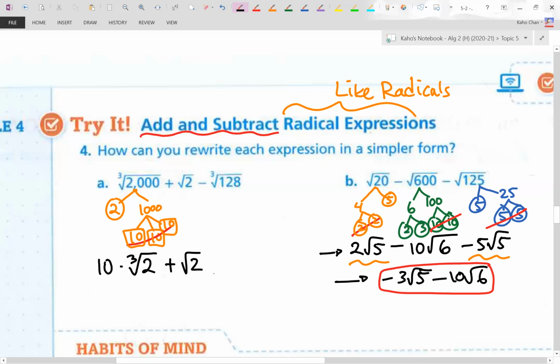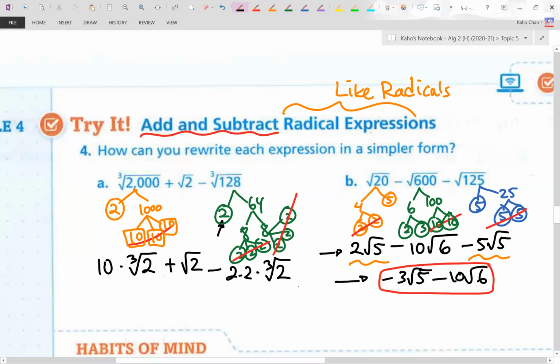Let's break down the 128, see what happens there, okay? 128 is 2 times 64. 64 is 8 times 8. 8, of course, is 2 times 2 times 2. Oh, look at those triple 2s. Here's a triple 2. And here's another triple 2. So those come out. Minus 2 times 2 times, oh, there's a leftover 2 over there. The cube root of 2 like that.